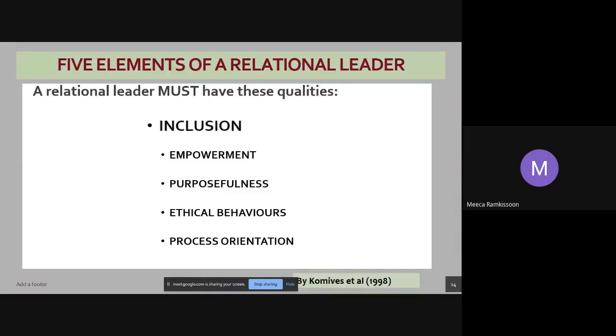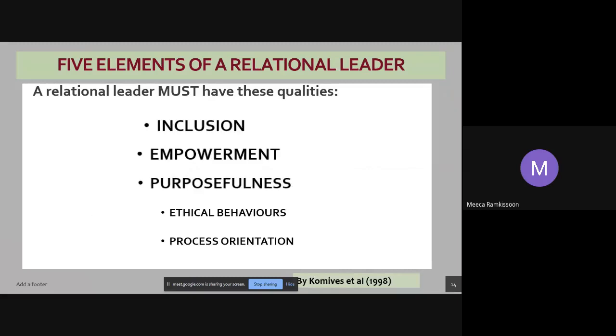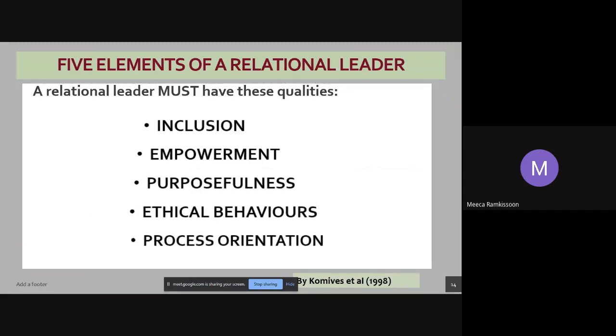Qualities of relational leaders include inclusion, making members feel involved; empowerment, showing confidence and authority; purposefulness, allowing each member to have a purpose in activities; displaying ethical behaviors when communicating and dealing with conflict; and process driven, focusing on the execution of each task with detailed steps.